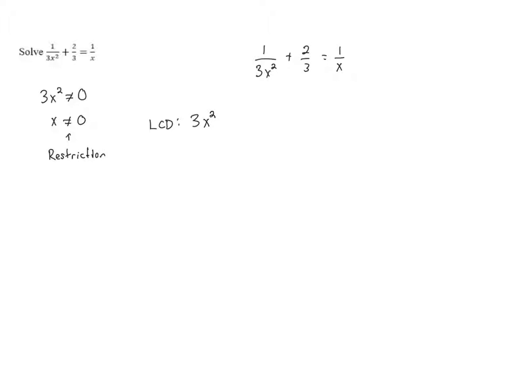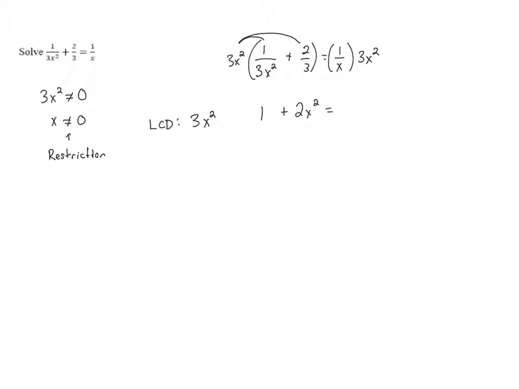So our LCD is going to be 3x squared, so we're going to multiply both sides of this equation by 3x squared to get rid of the denominators. On the left, we're going to have to distribute. Now, in the first term, we've got a 3x squared out front and 1 in the bottom. They're going to cancel, leaving us with just the 1. So we've got 1 here, plus, in the second term, we've got a 3 in the denominator that's going to cancel with the 3 out front. And then that leaves us with this x squared times 2, which gives us 2x squared. So on the left, we have 1 plus 2x squared.